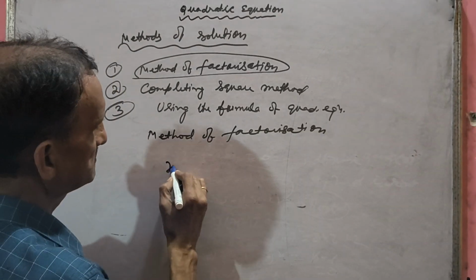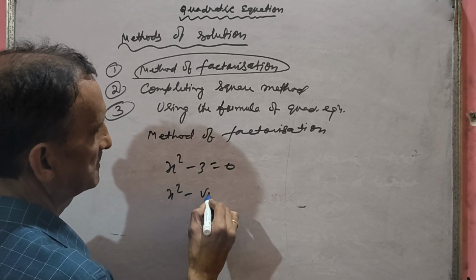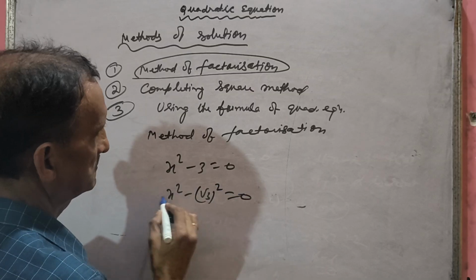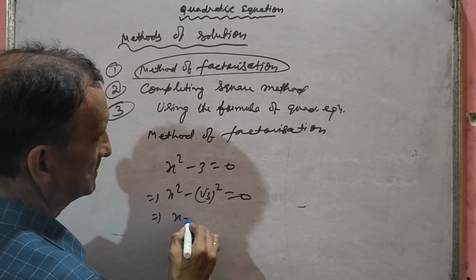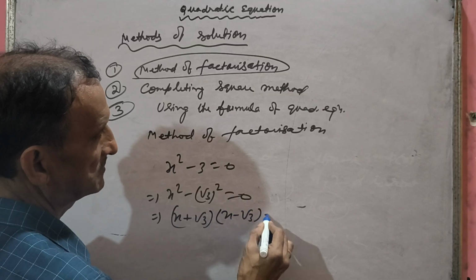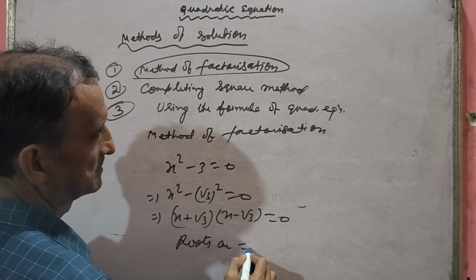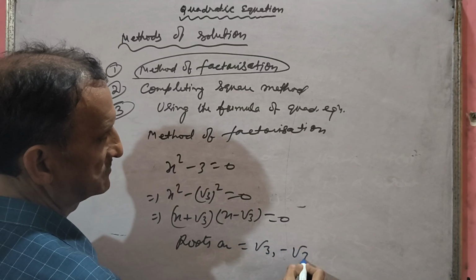Suppose you have x square minus 3 equal to 0, then you can factorize x square minus root 3 whole square equal to 0. And what will we get? X plus root 3 into x minus root 3 equal to 0. So what are the roots here? Root 3 and minus root 3 we will get.